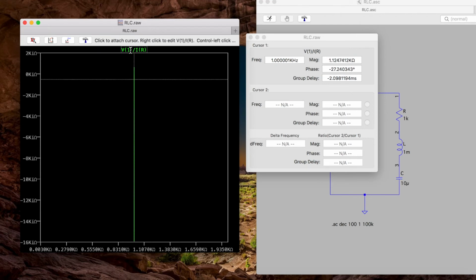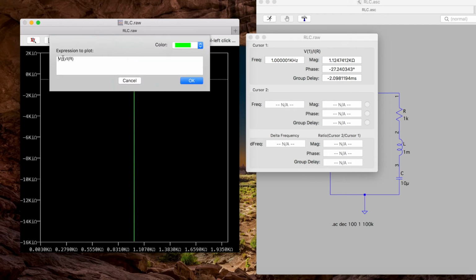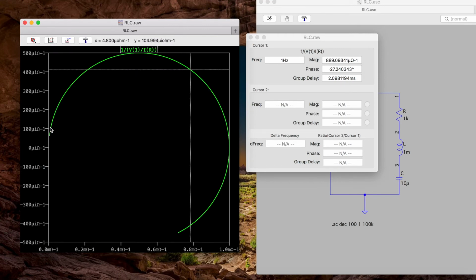Now right click on the expression and we will study the inverse of the impedance. So now we will see the admittance. And this admittance is a kind of circle. So why? Because the admittance is the inverse of the impedance, and in the complex plane, the inverse of a line is a circle. So it's a mathematical property.